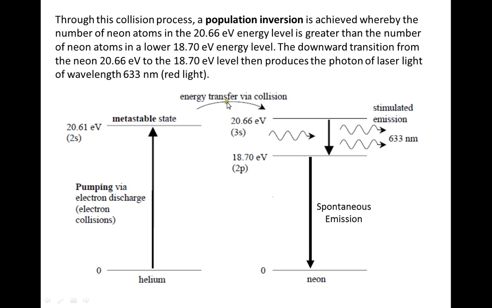Once the collision is done, neon is at the excited state, and there will be a stimulated emission from energy level 3 to energy level 2, causing an emission of light at 633 nanometers. This steady input energy via electrical discharge and the collision between helium and neon atoms ensures a constant state of population inversion needed to sustain the lasing action.